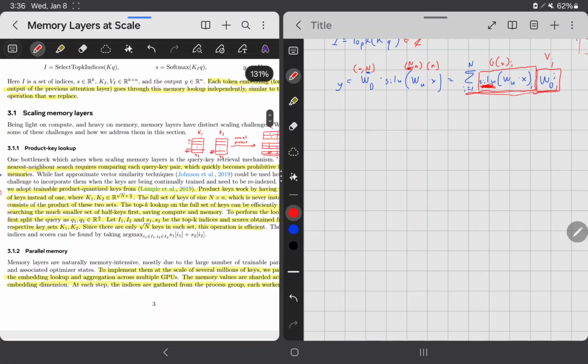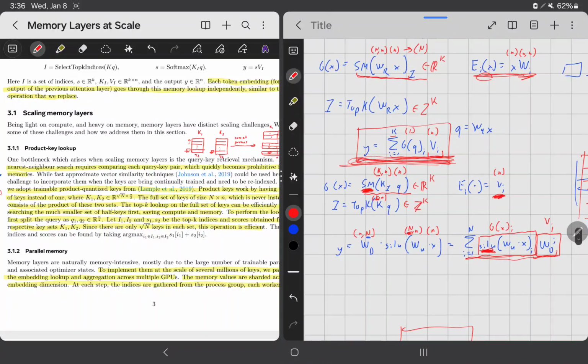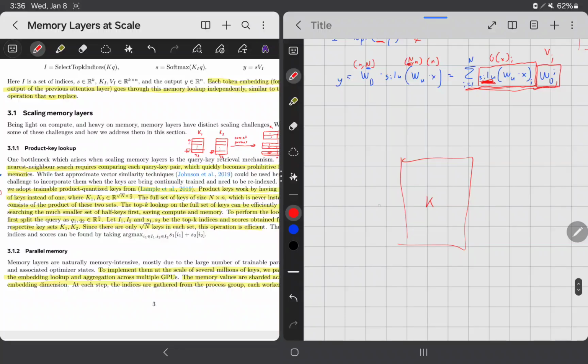So what they do is they take our k matrix here, which we're indexing, and this is of shape big N by little n, where big N is basically 1 million, and little n is some dimension maybe equal to like 128 or something small.